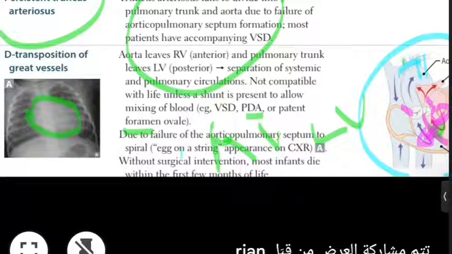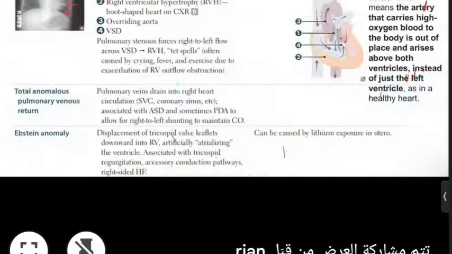Without surgical intervention, most infants die. And you know the reason. There is no oxygenated blood that goes to the body. Yes? So without a surgical repair, without a surgical intervention, this baby will die. Okay, so you need to do a surgery, emergent surgery. Within the first few months of life, he will die within his first month of life. Okay? And here we continue.